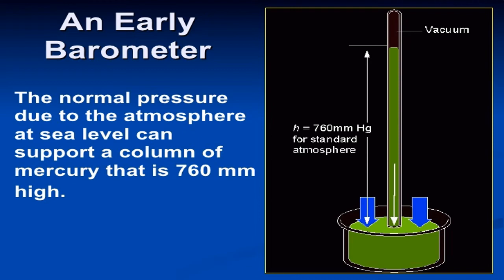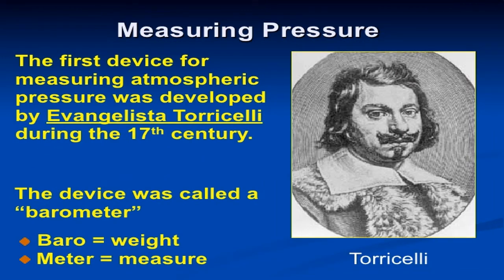So this is an early barometer, where the normal pressure due to the atmosphere at sea level can support a column of mercury that is 760 millimeters high. The first device for measuring atmospheric pressure was developed by Evangelista Torricelli during the 17th century. The device was called a barometer. Baro equals weight, meter equals measure. And this is the image of Torricelli.